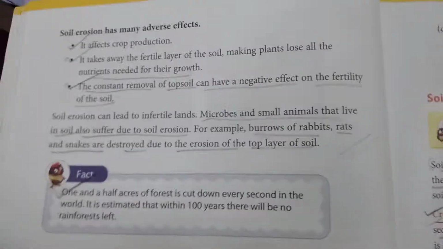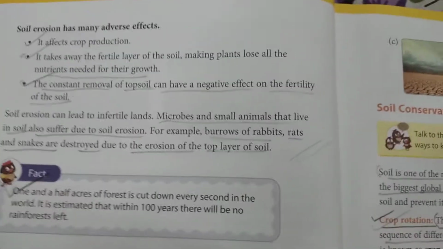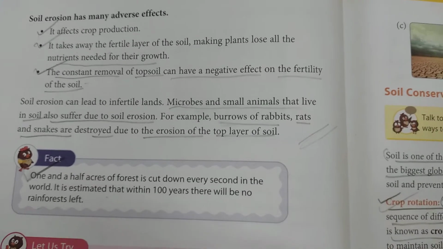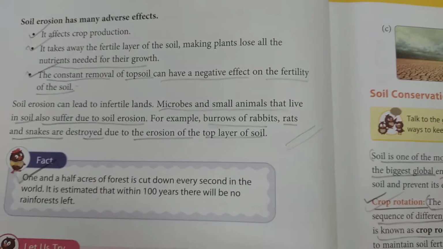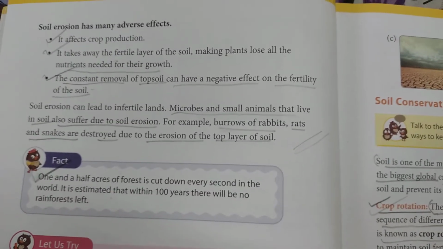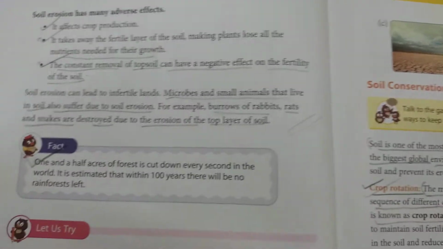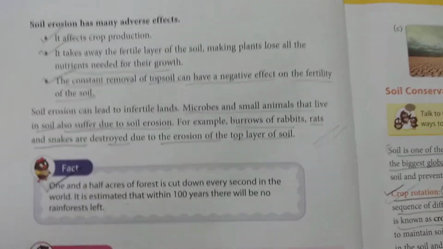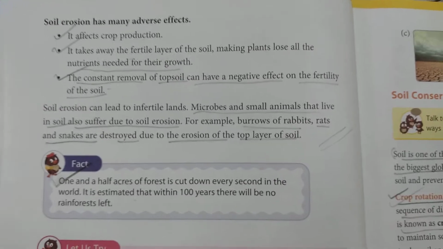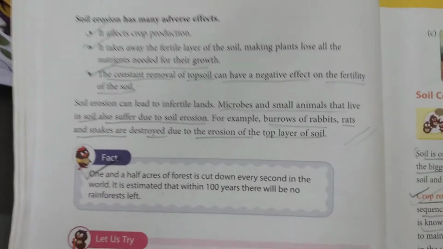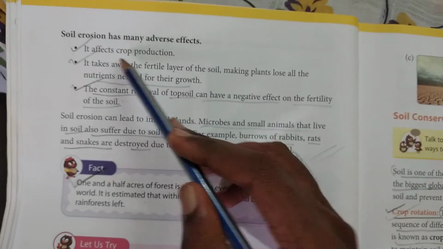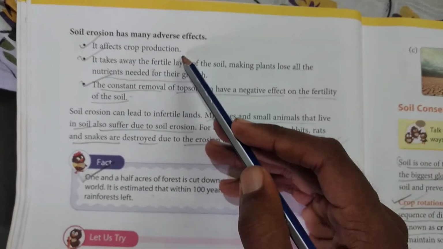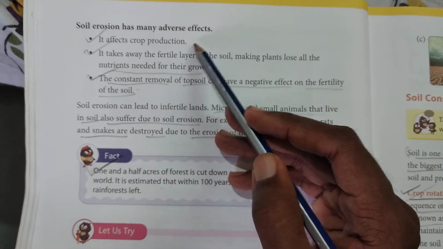Let's discuss the next page, that is page number 48. Now let's see, there are three kinds of adverse effects of soil erosion. Adverse effects means the effects that are harmful. Soil erosion has many harmful effects. Which are they? See, there are three types. First, it affects crop production. That means the crops cannot be produced.